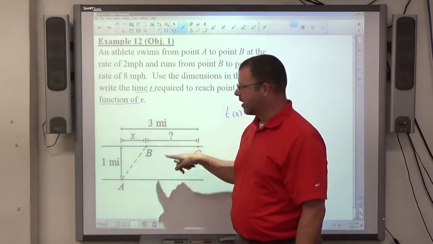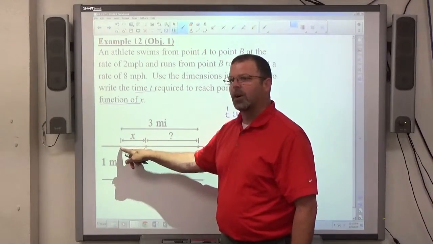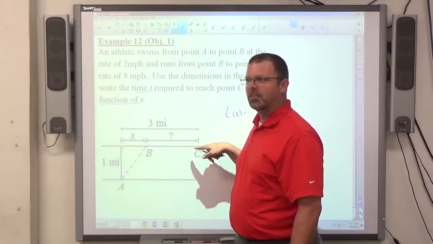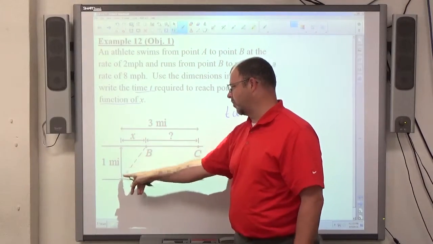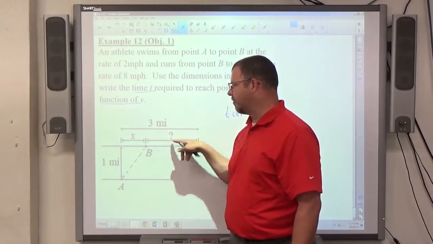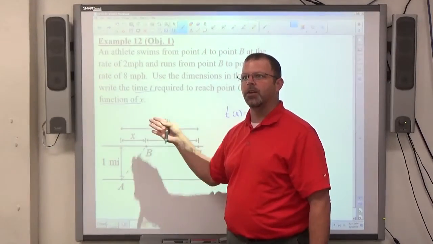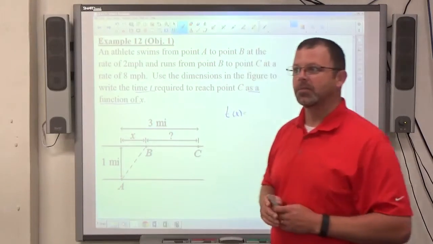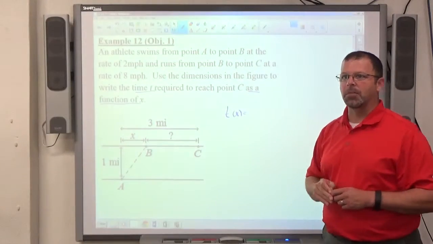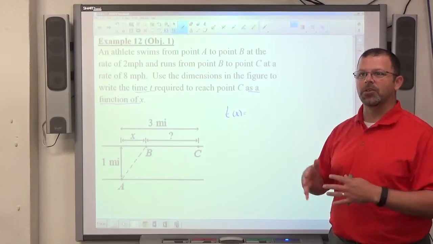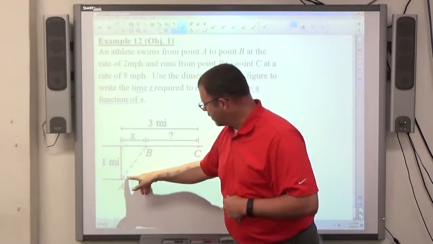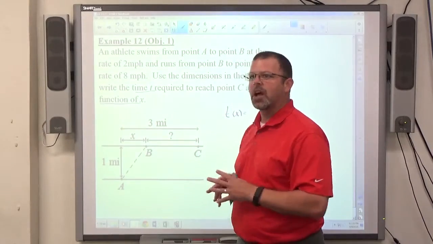Okay, one option is to swim straight across the river and then run that distance. That's going to be more distance than doing this, but he's running faster than he's swimming, so maybe it's better to do that. You swim less, you run more, maybe that's faster. I don't know. We're not asked to solve the problem to figure out exactly where he should land on the bank. We're just trying to create a structure that represents this and how much time it takes.